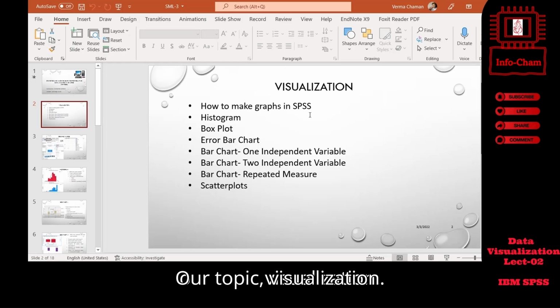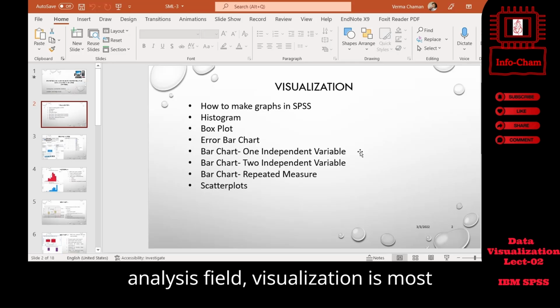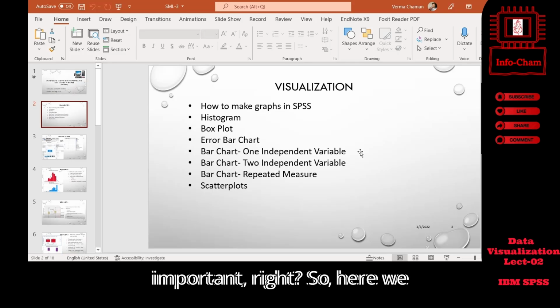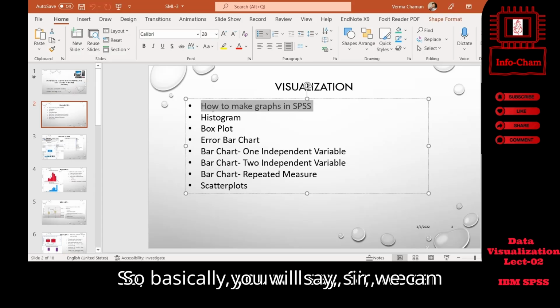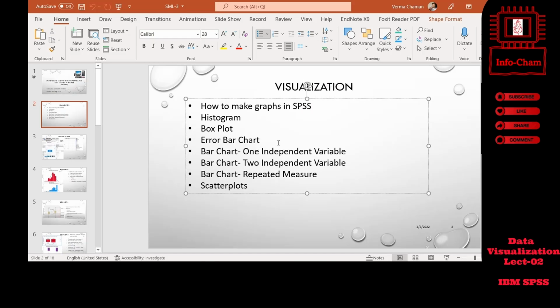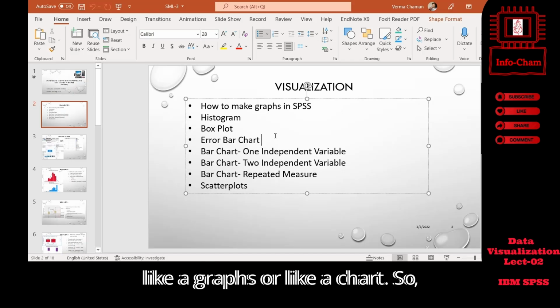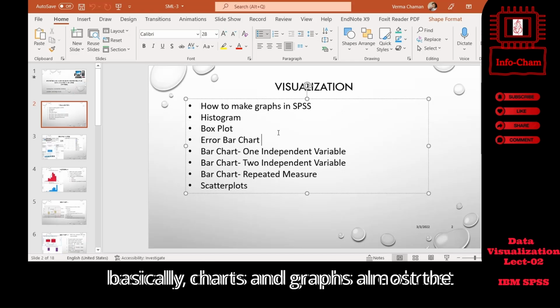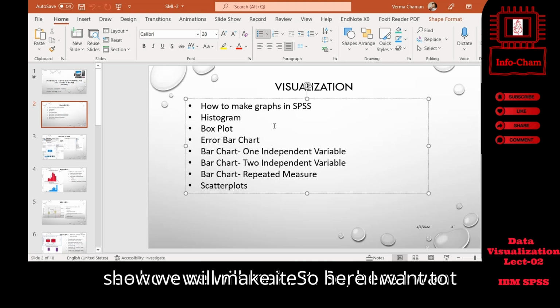Topic: visualization. In statistics or any data analysis field, visualization is most important, right? So here we will discuss how to make a graph. Basically, we can show our data results with the help of visualization. Visualization can be graphs or charts. Charts and graphs are almost the same, but we will see how to make them.